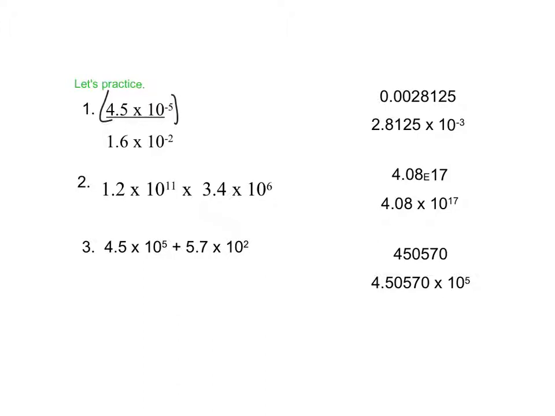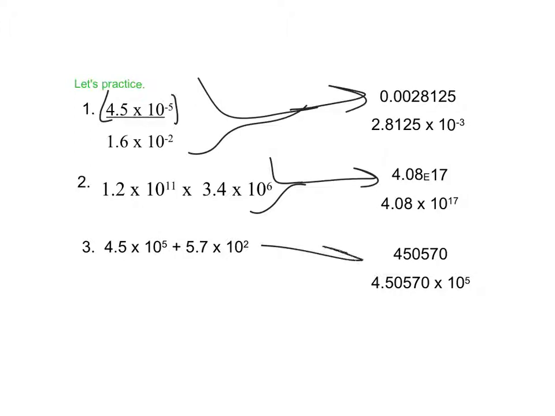Your calculator is a machine. It doesn't think. You tell it what to think. So please, please, please spend some time practicing typing these numbers into your calculator. These are the answers that you should be getting when you type in these numbers into the calculator. If you're not getting these numbers, you are typing it into your calculator wrong.